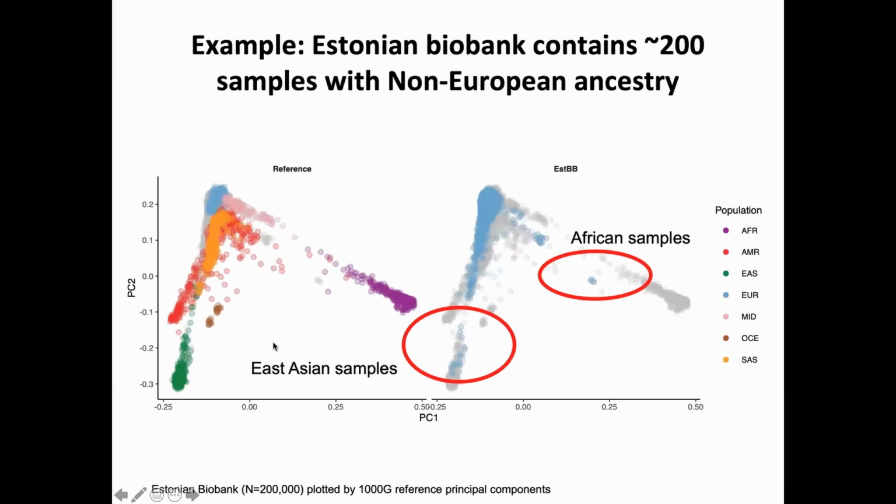And in this plot, on the left, we have colorful references, and Estonian samples are colored gray. And in the right plot, we have blue Estonian data, and all the references are gray. So we can see that out of our 200,000 samples, approximately a few hundred seem to be either East Asian or having African ancestry, and we should therefore remove them from the analysis.